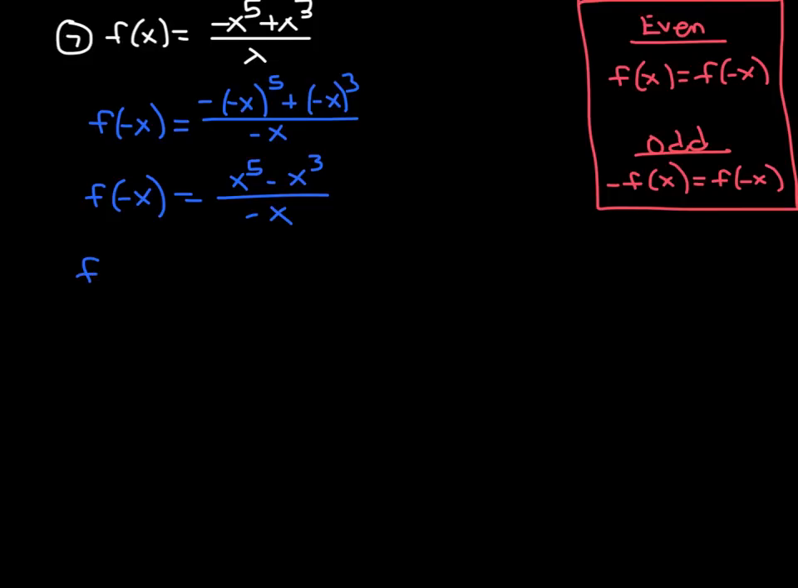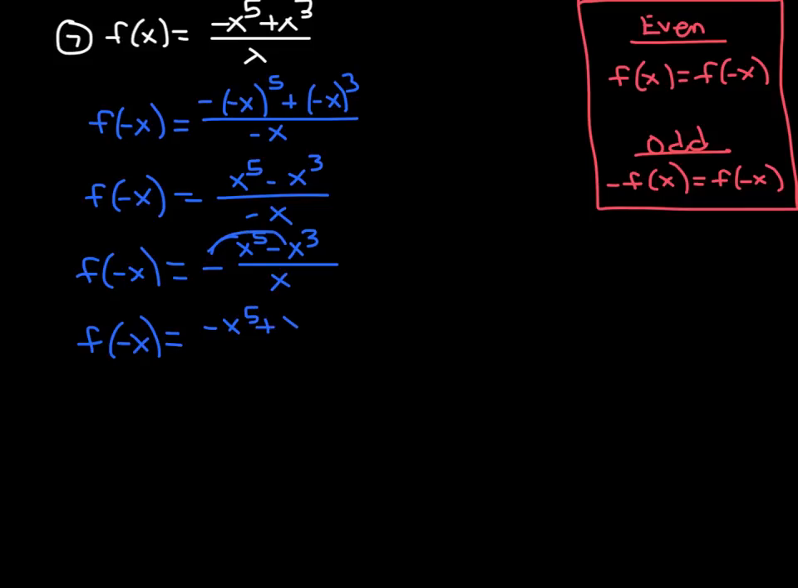Okay, so I'm going to take this negative x right here and bring it right to the front. So now we're going to have a negative, and just an x on the bottom. And our numerator doesn't change at this point. Okay, so now let's take that negative and distribute it to the top instead, and let's see what happens. So we'll have a negative x to the fifth, and then a negative times a negative is a positive, so plus x cubed over x.